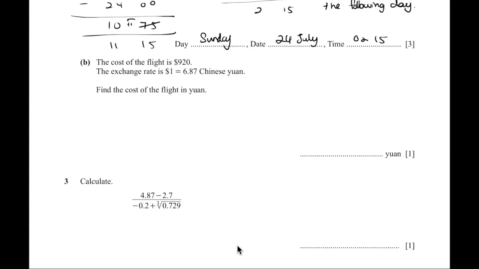The cost of the flight is $920. The exchange rate is $1 equals 6.87 Chinese yuan. Find the cost of the flight in yuan. So 920. Now let's write the conversion rate first. We're going to write 920 here, which is equal to 6320.20.